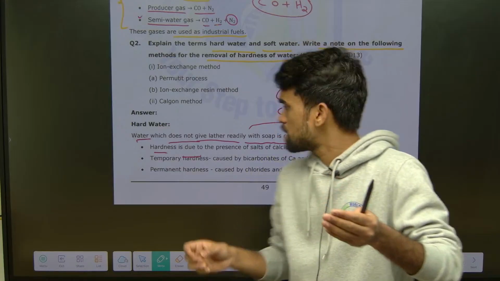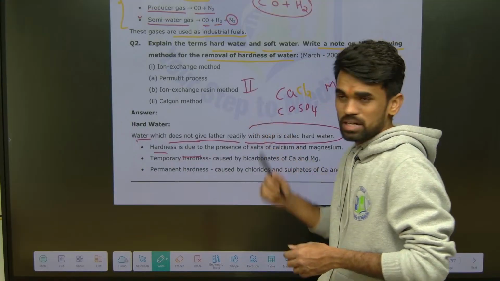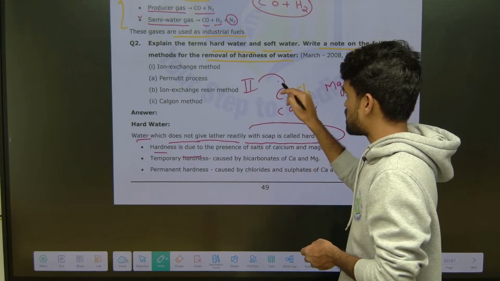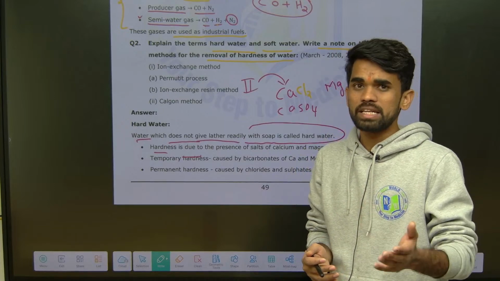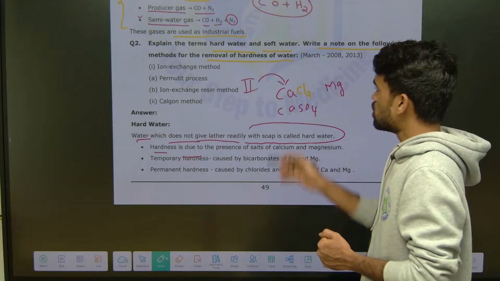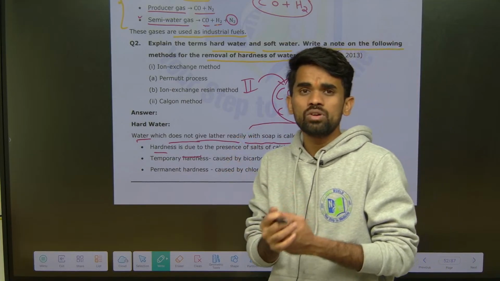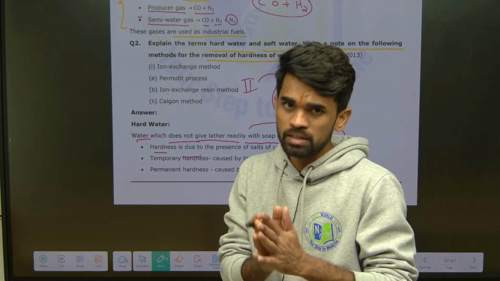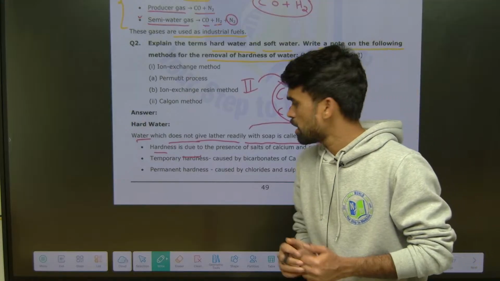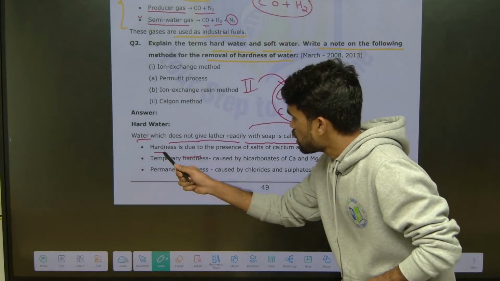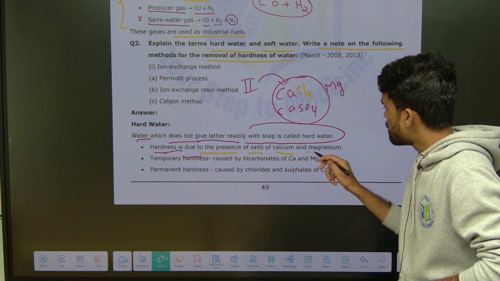Those salts include calcium, since group 2 alkaline earth metals are there. Their salts will be there: chloride salts of calcium, as well as sulfates of magnesium, calcium. When this kind of salts are present in the water, it will not give you any foam or lather when you treat it with soap or soap solution. So the hardness of hard water is due to the presence of salts of calcium and magnesium.